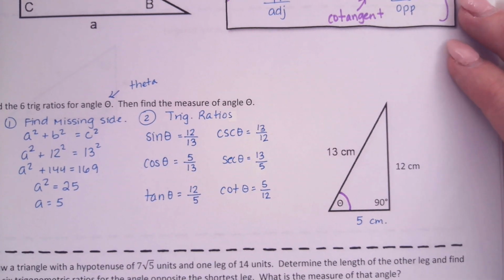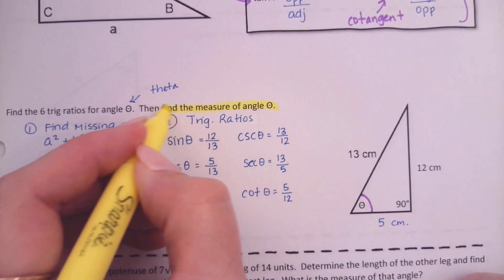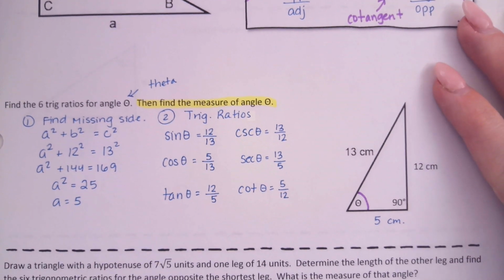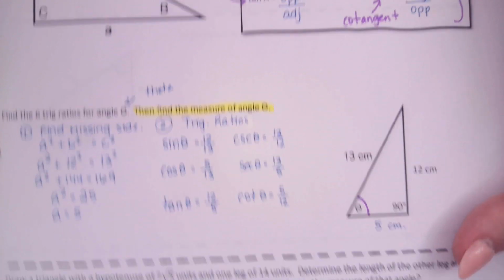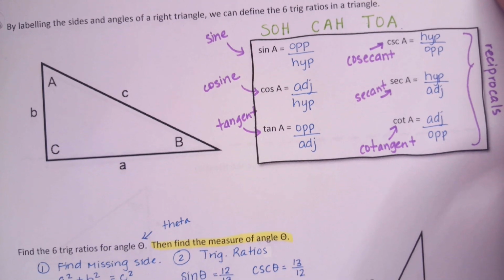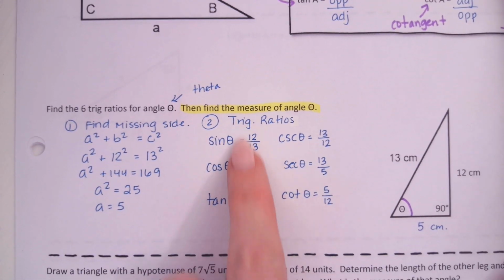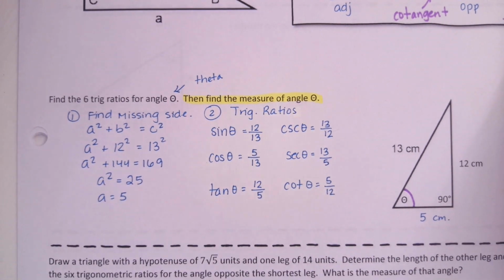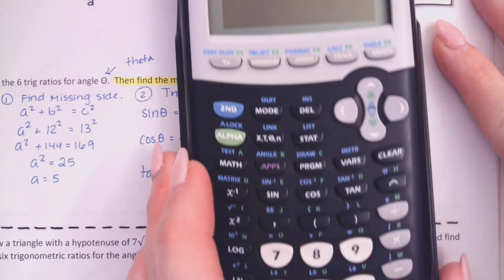Okay. Last thing we were asked to do is to find the measure of angle theta. Now, unfortunately, we can't just subtract from 180 because we don't know that missing side or this missing angle over here. So what we can do is use something called an inverse trig ratio. Not a reciprocal, but an inverse trig ratio. So first thing I want to do is choose one of these 3 easy ones right here. It does not matter which one you choose, but I want to choose those because if we look at our calculator, let me show you on the calculator.